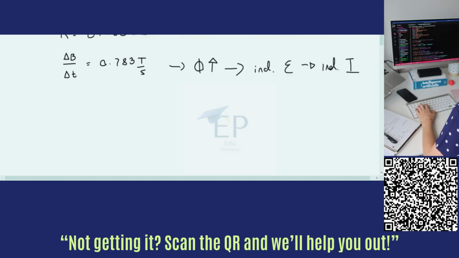So to get the induced current, we're going to start with Faraday's law of induction, which states that the change in flux over the change in time is equal to the induced EMF. And once we have the induced EMF, we can use Ohm's law to calculate the induced current.